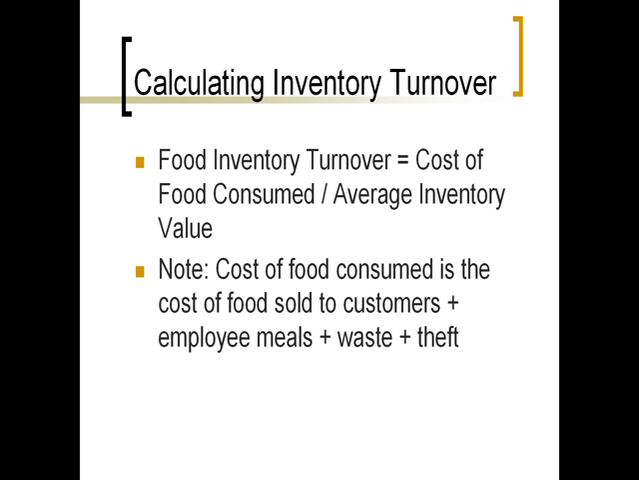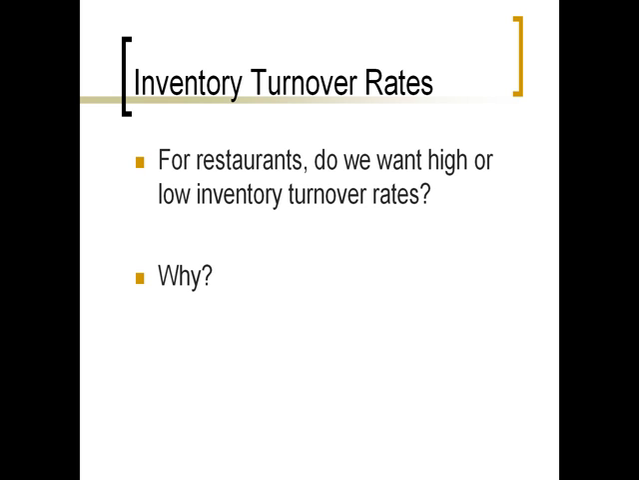The way that we calculate our inventory turnover for food is we take the cost of the food consumed, which we figured out in our last lesson, and we divide it by the average inventory. The cost of the food consumed is the cost of food sold to customers, employee meals, waste, and theft. Essentially, it's our beginning inventory plus our purchases minus our ending inventory, and that's the cost of the food that's consumed. Then we divide that by the average inventory, which is just the beginning inventory plus the ending inventory divided by 2 to give us an average.